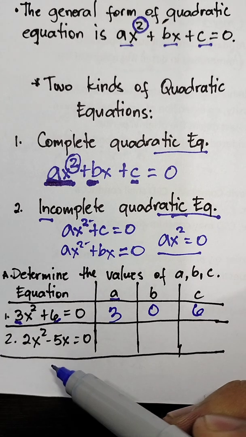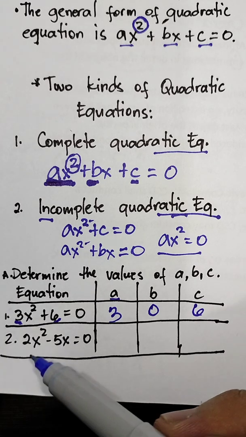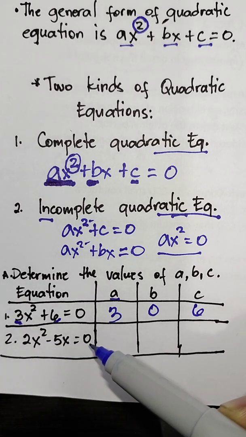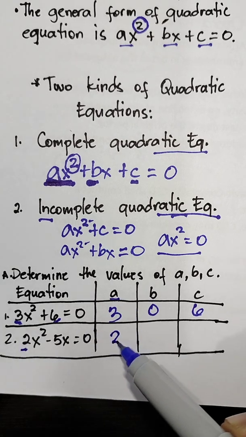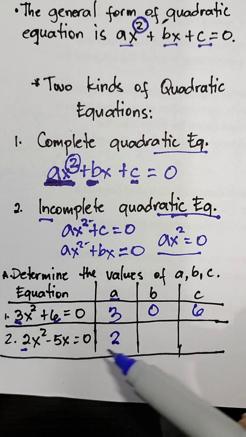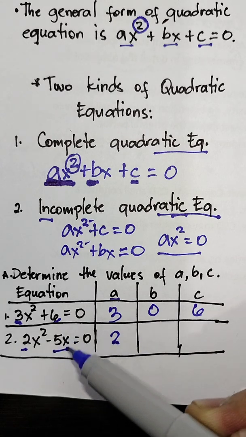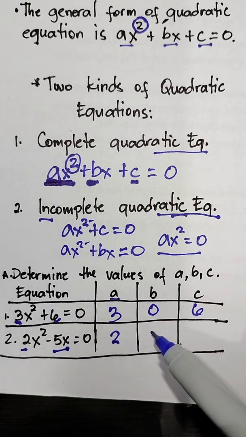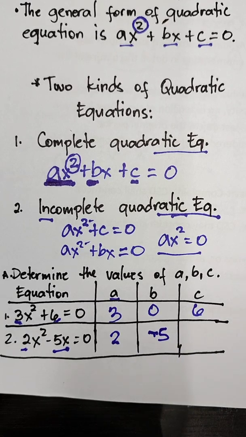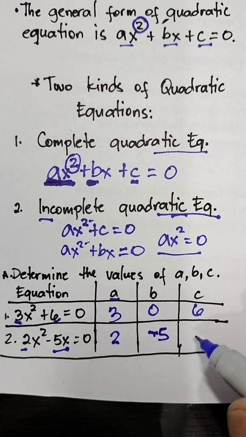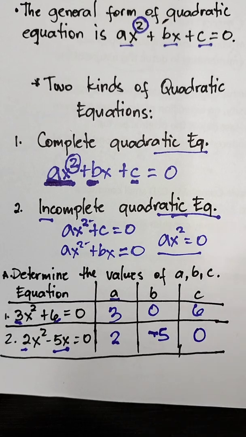And this one, example number 2, 2x squared minus 5x equals 0. The value of a is 2. The value of b is, okay, with the variable x, negative 5. And our constant, since there is no constant, is 0.